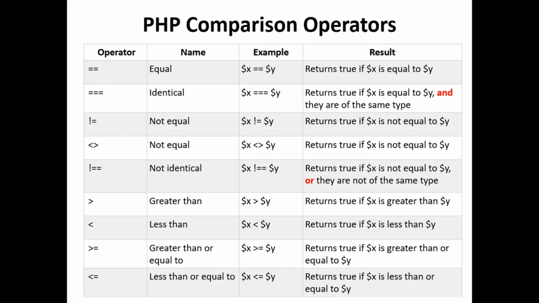Then greater than is there if you want to find out whether one number is greater than another. Less than is there if you want to find out whether one number is less than another. Or greater than or equal to, if you want to find out whether one number is greater than or equal to the second number, then it returns true. The same is the less than or equal to, the reverse of greater than or equal to. It gives true when x is less than or equal to y. So these are various comparison operators that are available in PHP.